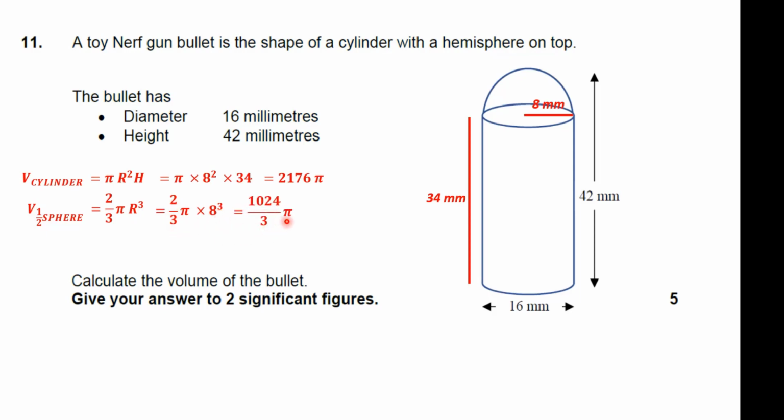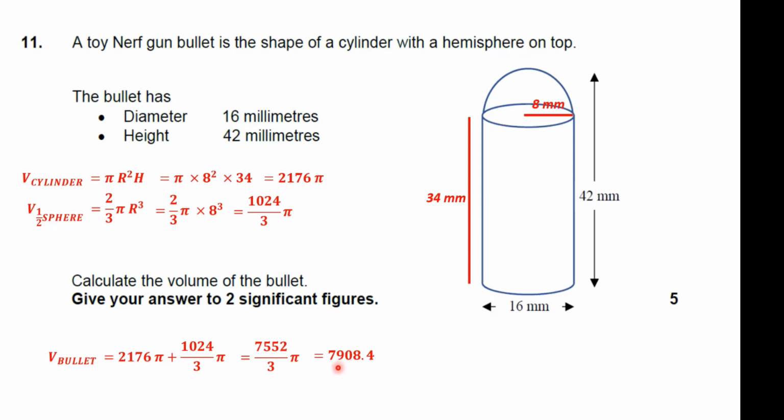2/3 pi. Leave the pi alone. We're going to add these two together to get the volume of the bullet. So the volume of the bullet is going to be the first answer, the cylinder, plus the second answer, the sphere, the hemisphere. Then you do that with a calculator, you'll get this number, and then you put in pi, you press the SD button on the calculator, and you get this number here.